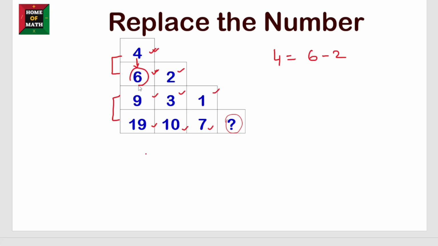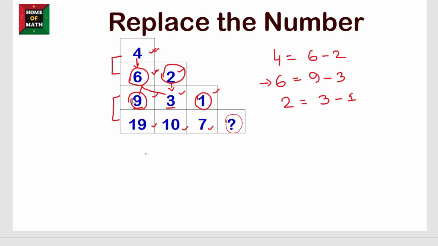Similarly, here is 6. We have to find the relation between 9 and 3. Once we subtract, 9 minus 3, we get 6. Similarly, for these two, the next row has 3 and the next number is 1. Look, 2 becomes 3 minus 1.